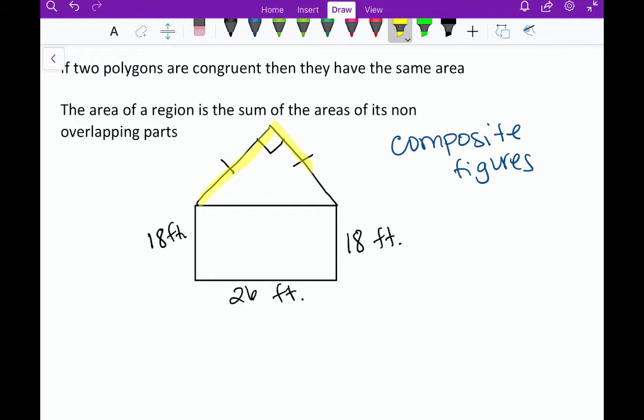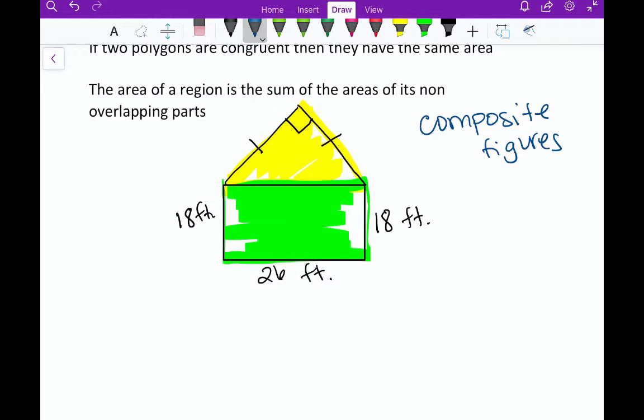So for example, I have a triangle here. So I can find the area of that triangle, and then I have a rectangle. So if I find the area of the triangle and the area of the rectangle and add them up, I will find the area of the front of what looks like a house. And that works because they don't overlap. So you have to make sure you don't count a certain area twice. So the area of this rectangle looks pretty straightforward. That looks like 26 times 18, which is 468 feet squared.